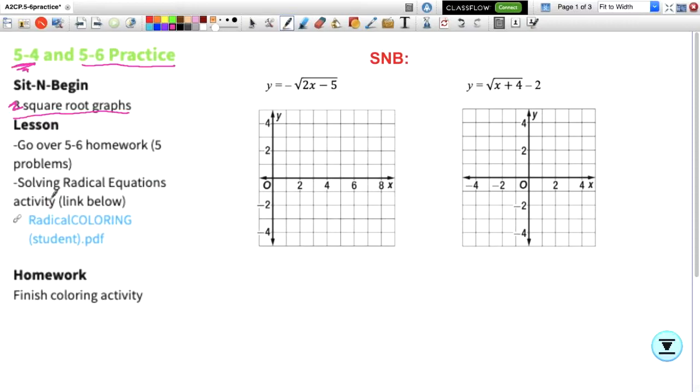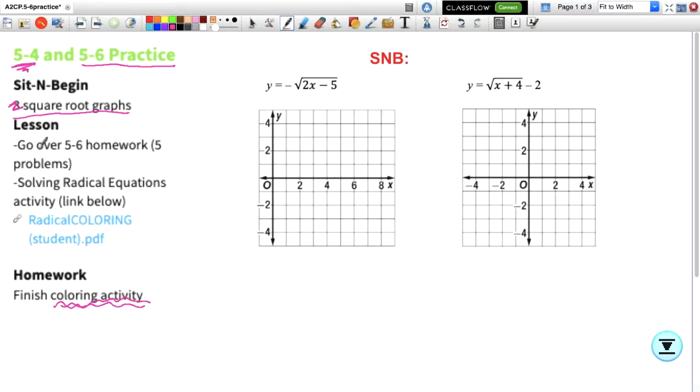I have kind of an activity for you. The link, it says that it's below, but this is unclickable. It is listed in the Google Classroom. And it does involve coloring. The coloring part is not mandatory though. Okay, so keep that in mind as you complete the assignment.